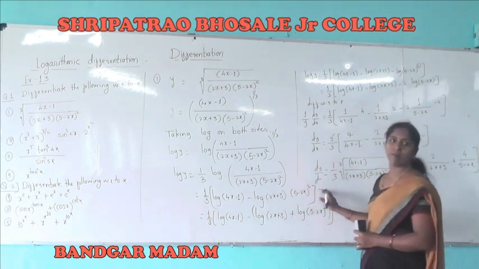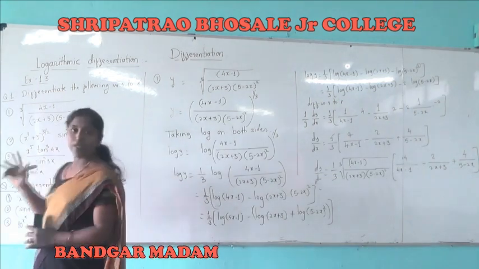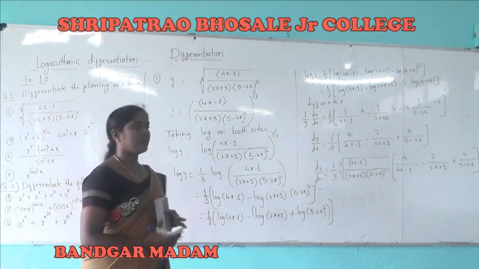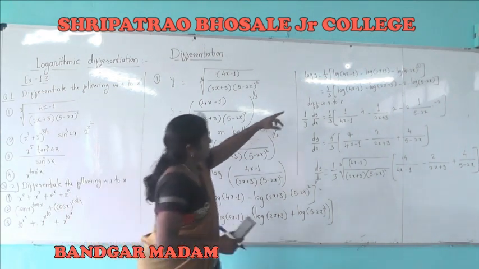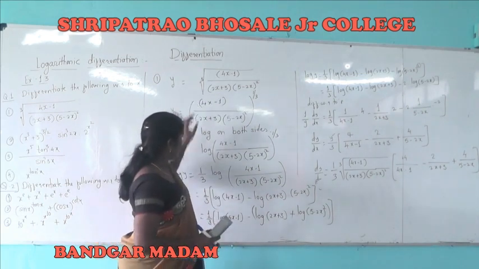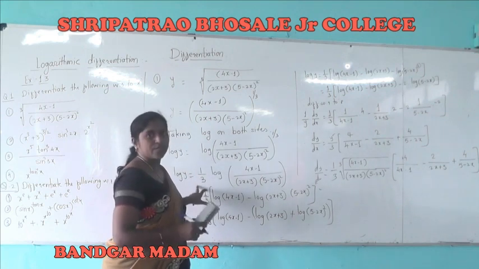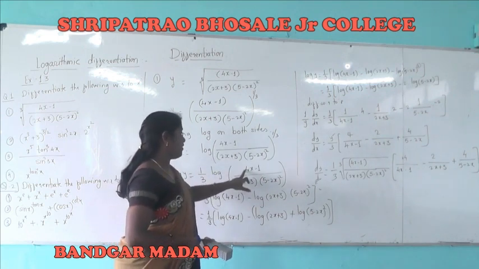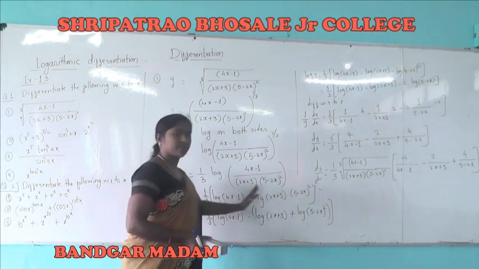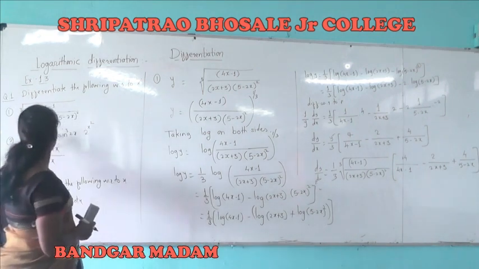This is our dy by dx. Now, in this case, we have to first take log on both sides and then differentiate with respect to x. By taking log, we split this bracket. We take the power first, a raised to b form, and then log of this quotient form, a by b form. Then we split this logarithm. Okay. Now we are going to solve the second example.